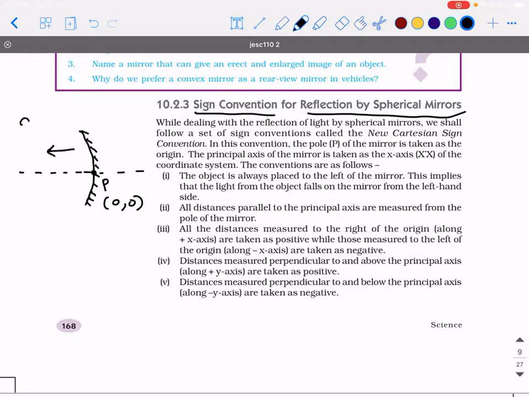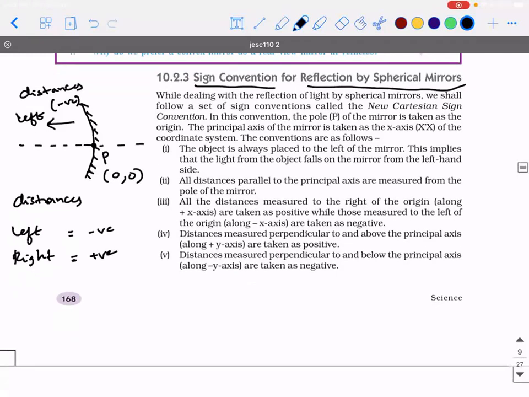Basically we are going to deal with distances as we go to the next topic. So any distance which is measured on the left is taken as negative. So distances on left is negative, on right is positive. In a similar way, any distance measured in the upward direction is positive. Any distance measured in the downward direction is negative. So these are all the sign conventions that we are going to follow.